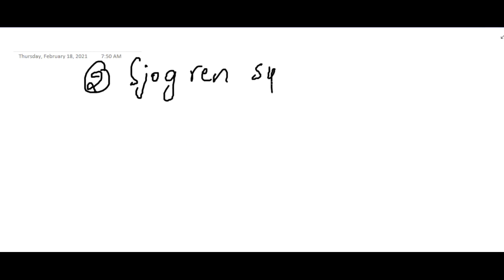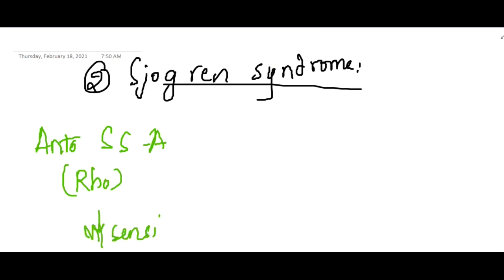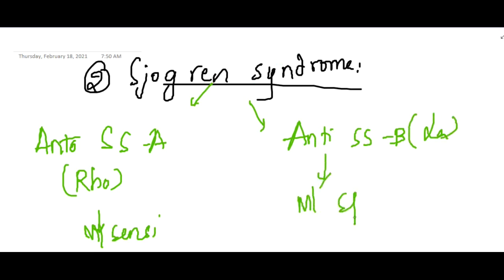Then the second autoimmune disorder which is important here is Sjogren's syndrome. In Sjogren syndrome, this occurs due to the anti-SSA antibody or Ro antibody. This is most sensitive, whereas this also occurs due to one more antibody, which is anti-SSB antibody, the La antibody, which is most specific.